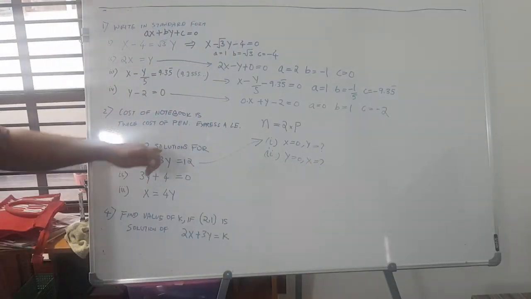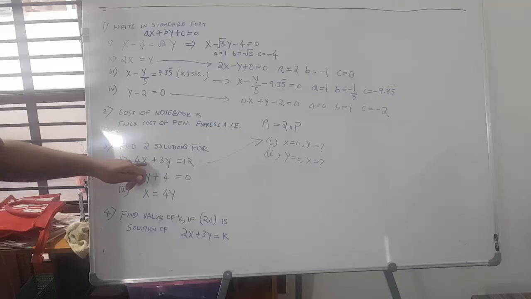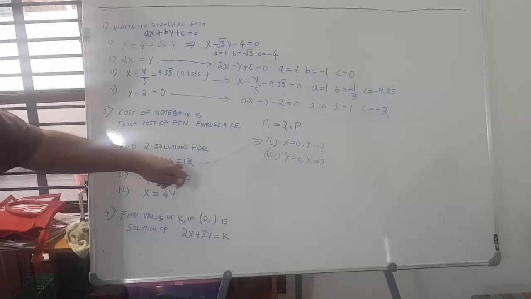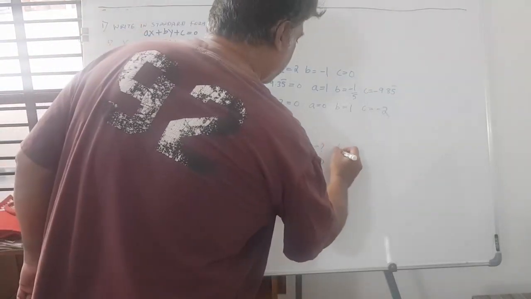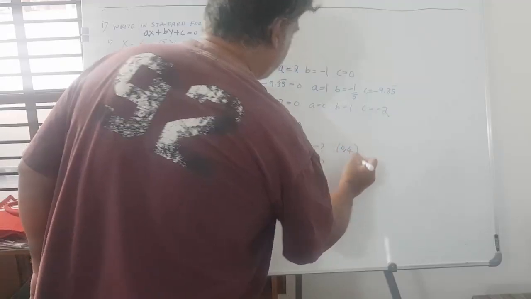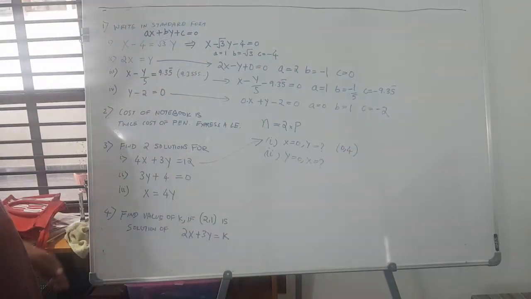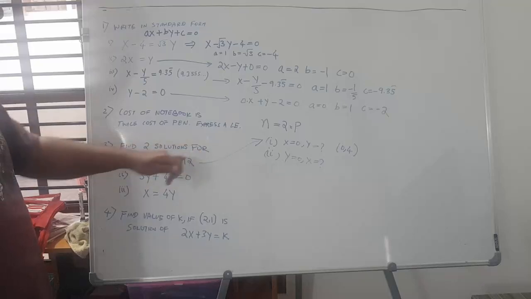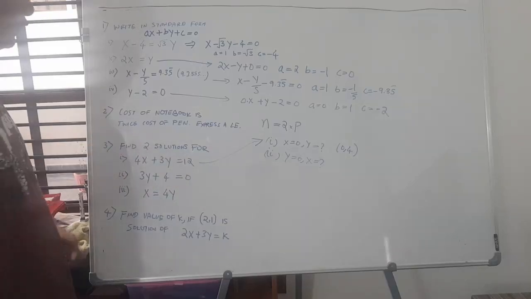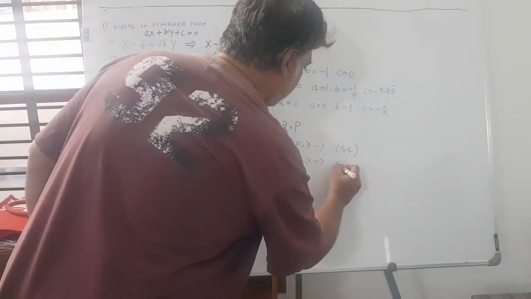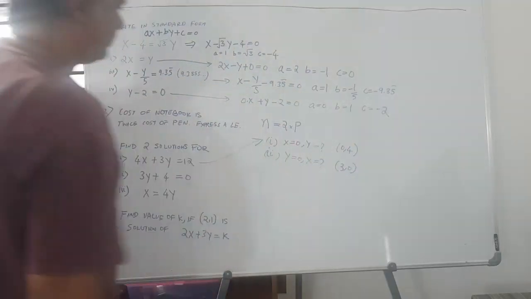When we put x is equal to 0, 4x will go away, and y will become 12 divided by 3, that is 4. So 0 comma 4 is one solution. Similarly, if you put y is equal to 0, the term 3y will go away and you get x is equal to 12 by 4, that is 3. So 3 comma 0 is another solution.